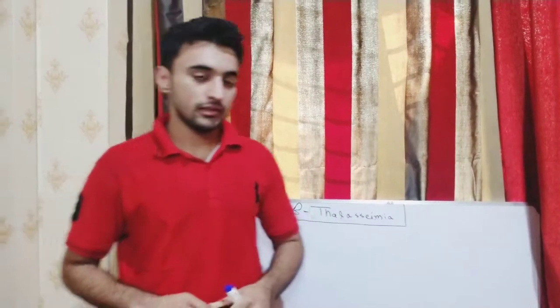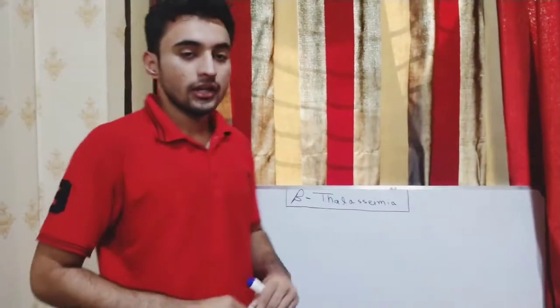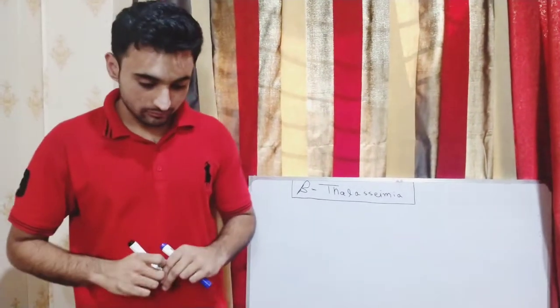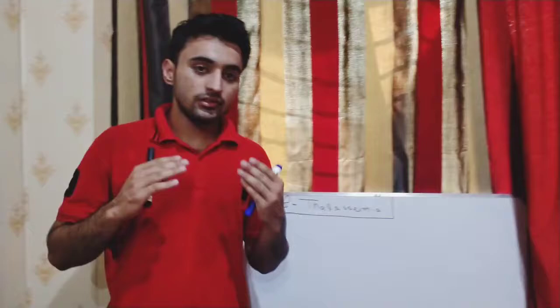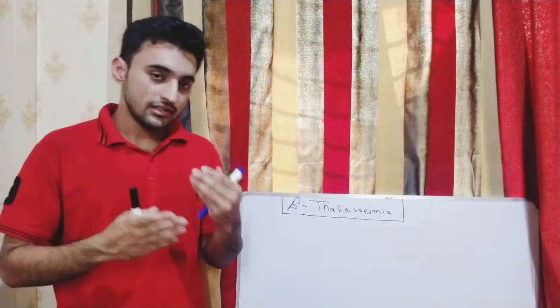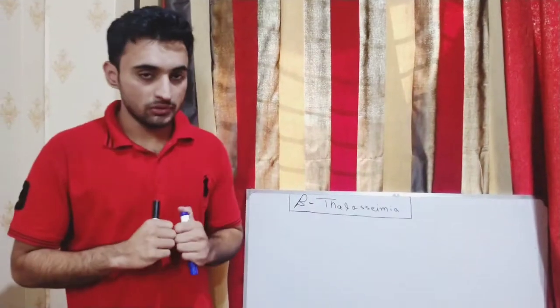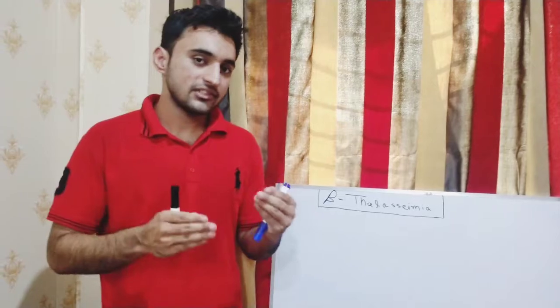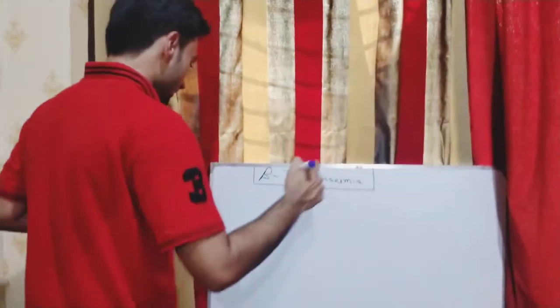Which is the type of the thalassemia. Now, what is the beta thalassemia? Beta thalassemia is caused due to the decreased or absence of the beta globin genes. Now, what causes the decreased or absence of the beta globin genes? Actually, due to the gene substitutions. Gene substitution leads to the decreased or absence of the beta globin genes. In the gene substitution, the healthy gene is replaced by the mutant gene. So let's start.